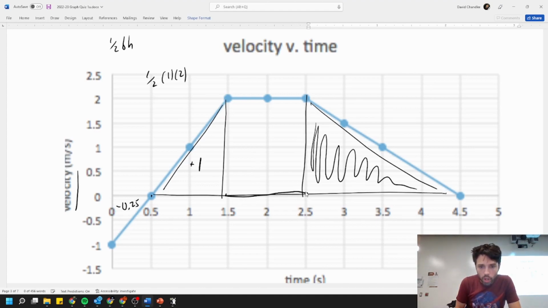This is a rectangle, so it's just base times height. Again, we have a base of 1 and a height of 2. 2 times 1 is going to be a positive 2.